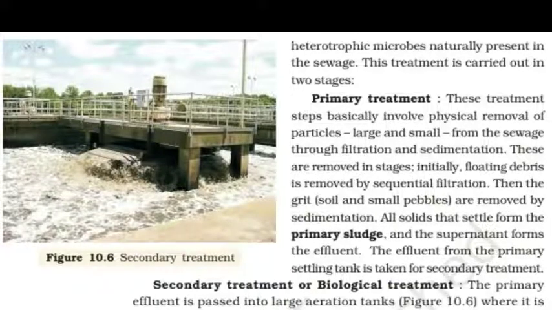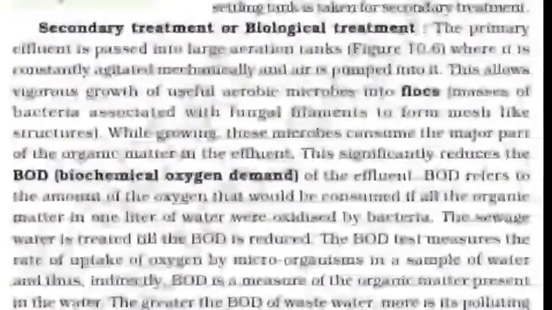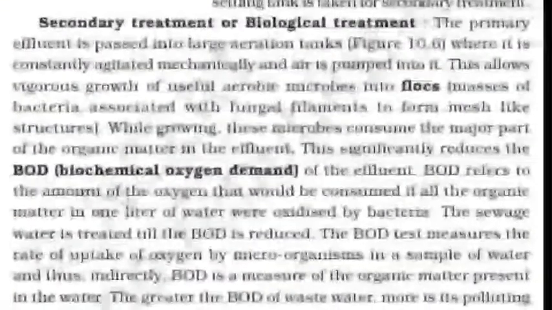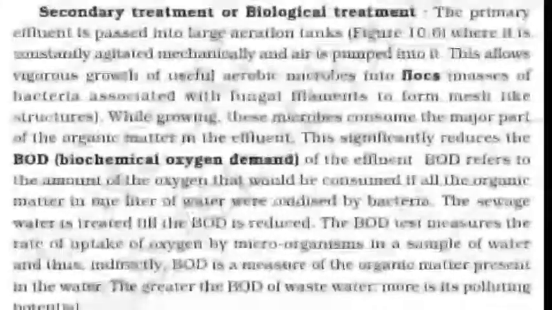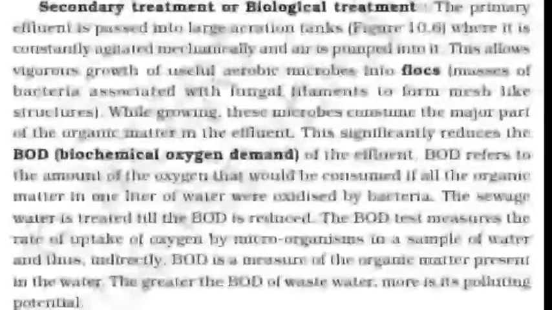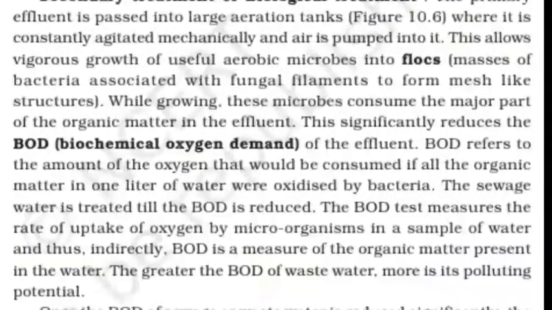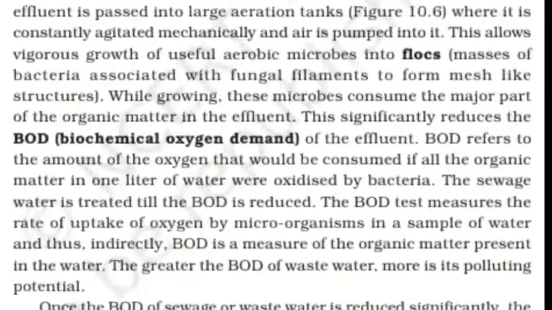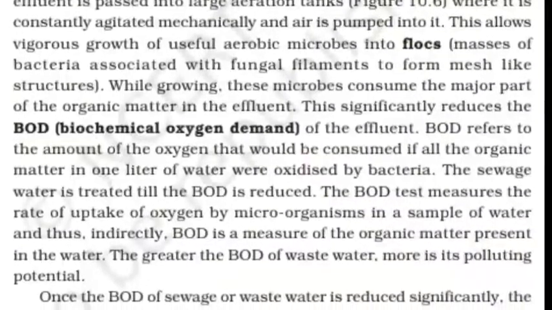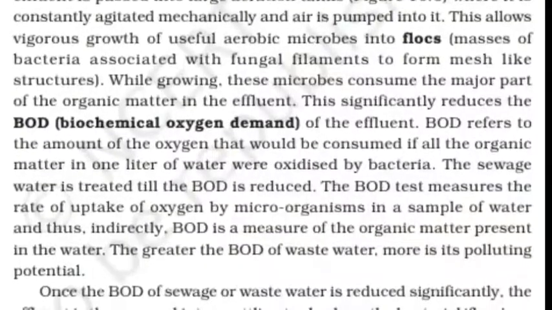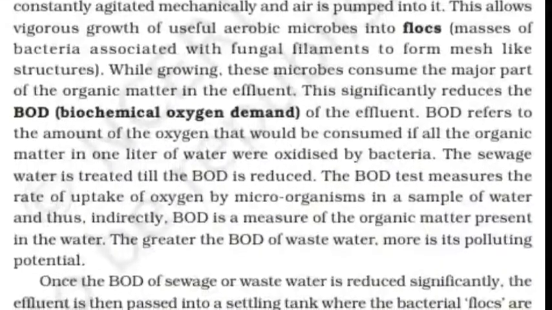The primary effluent is passed into a large aeration tank where it is constantly agitated mechanically and air is pumped into it. This allows vigorous growth of useful aerobic microbes into flocs, masses of bacteria associated with fungal filaments to form mesh-like structures. While growing, these microbes consume the major part of the organic matter in the effluent. This significantly reduces the BOD, biochemical oxygen demand, of the effluent.